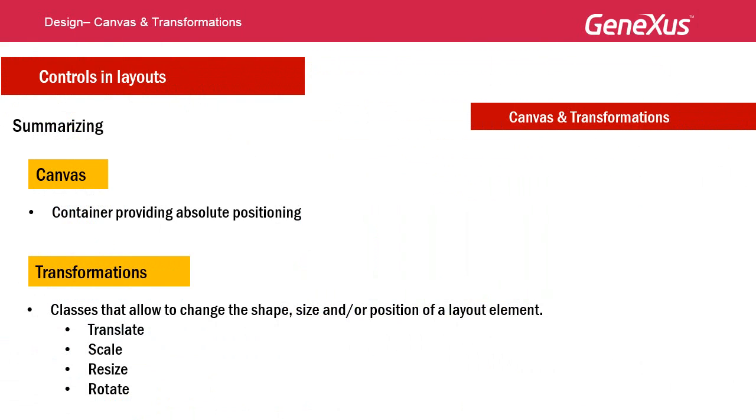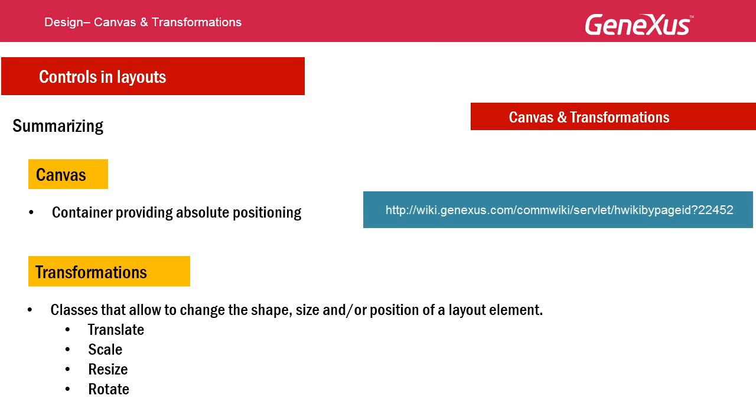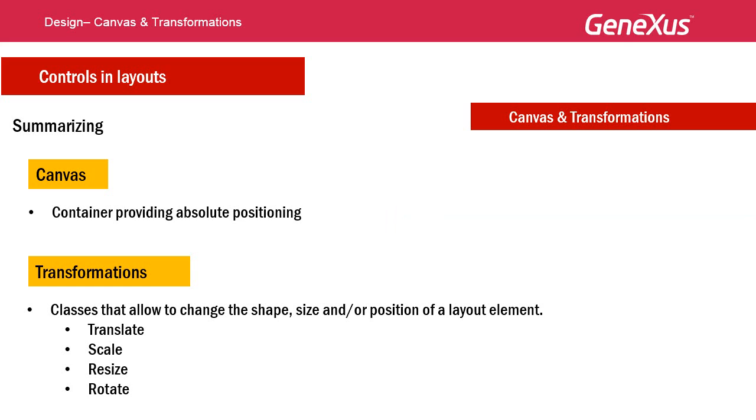To sum up, the canvas control is a control container which allows all its contents to take absolute positioning. Among other things, this makes it possible to overlap controls. You can read more about this control in our wiki. Transformations allow a layout control to be moved, scaled, resized, or even rotated. To this end, special classes are defined under the Transformations node of the theme. You can read more about this topic, as well as about the platforms in which this feature is available, on our wiki.